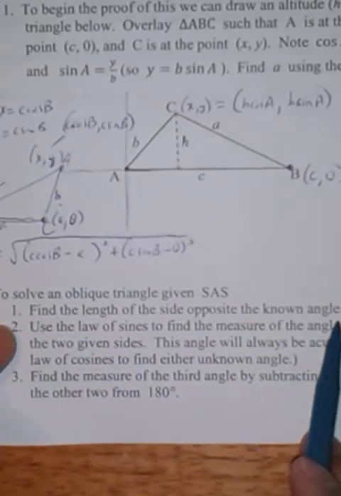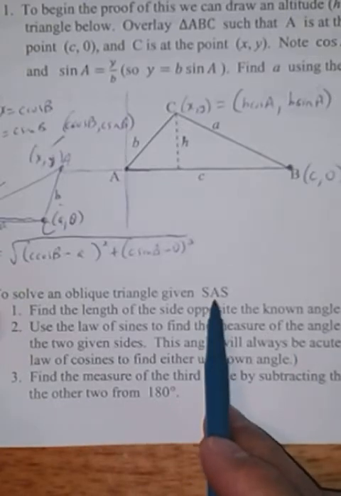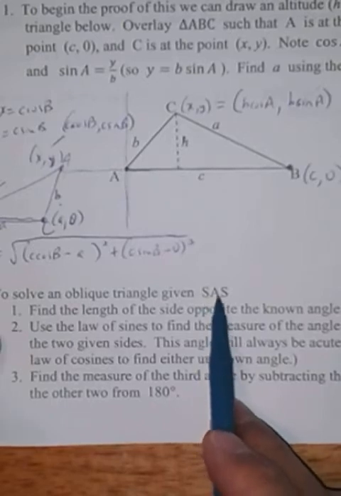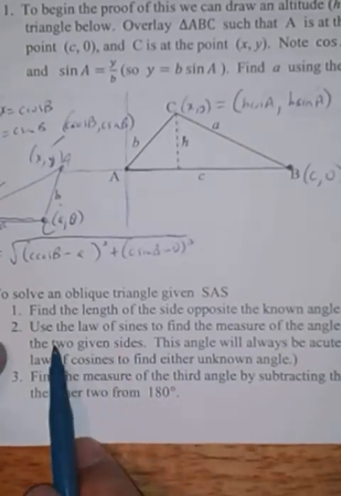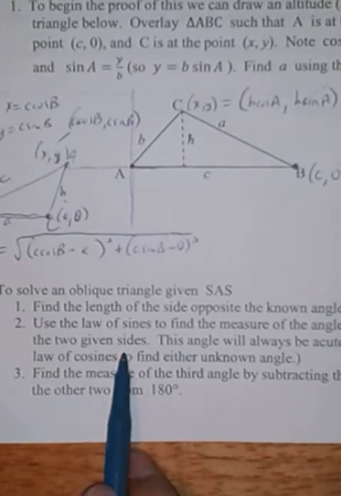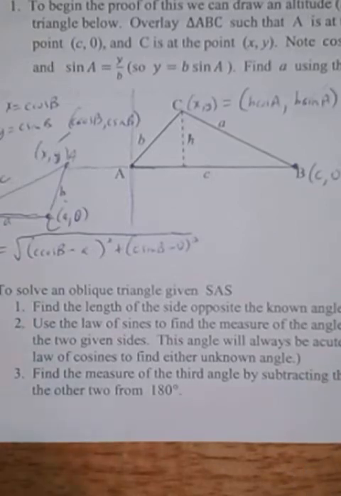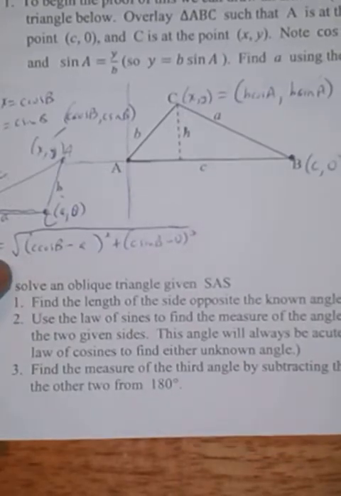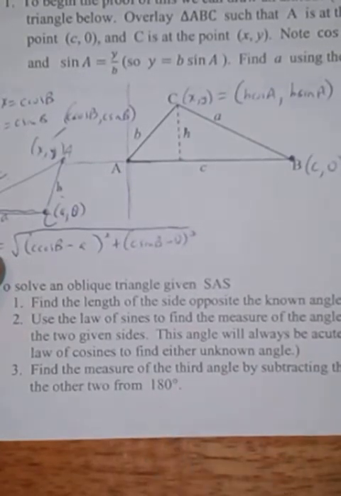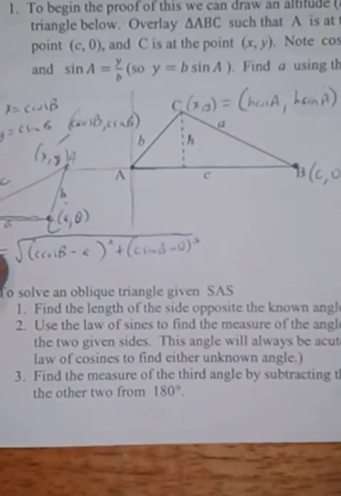Okay, all right, so to solve an oblique triangle given SAS, one, we find the length of the side opposite the known angle, so we'd find the third side using the law of cosines. Notice, because we'd be missing the side across from A, I'm sorry, whatever that one is. Okay, so we'd find it. And then use the law of sines to find the measure of the angle opposite the shorter of the two given sides. And this angle has to be acute, because remember, the shorter is opposite the smaller angle and the longer is opposite the biggest angle. So if you're not looking at the biggest angle, the other angle has to be acute. All right, and then find the measure of the third angle by subtracting the sum of the measures from 180.